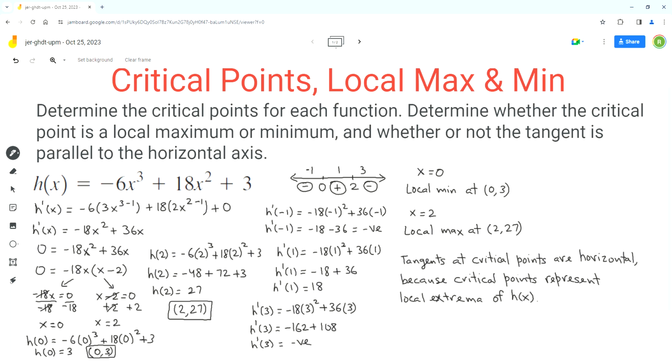So these are the steps you have to keep in mind to solve a problem like this one. It's very important to understand how to find the critical points and then how to figure out whether the critical points represent a local maximum or local minimum.